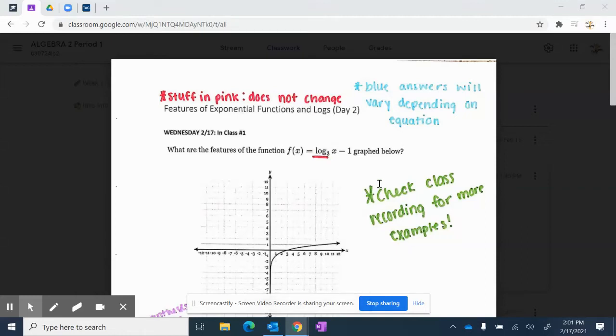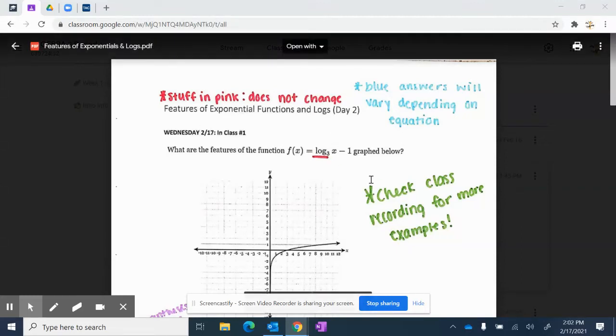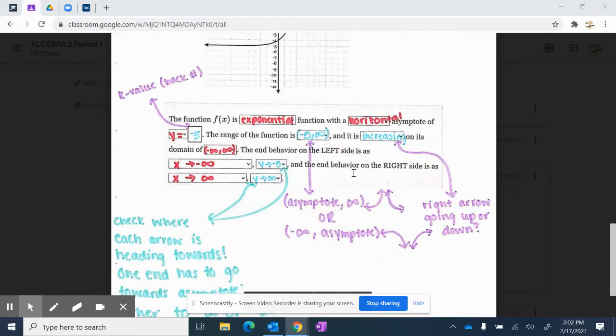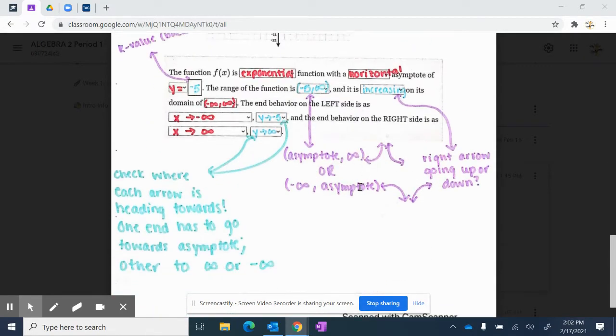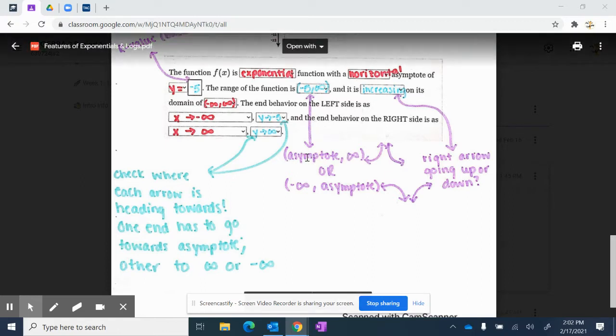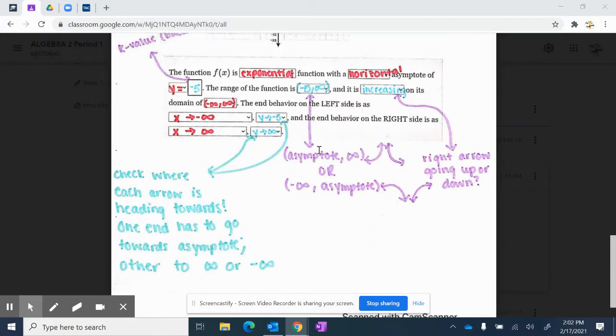Okay, guys, so first thing I wanted to point out is that I re-uploaded the notes from today because I added 2 more diagrams down here. So for the range of exponential, it could be asymptote, comma, infinity for either of these 2 graphs, or it's negative infinity, comma, the asymptote for either of these 2 graphs. So just wanted to point that out.